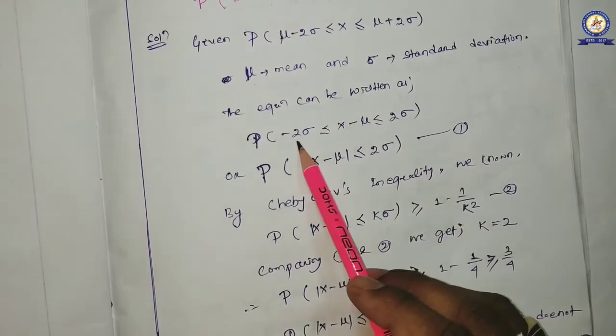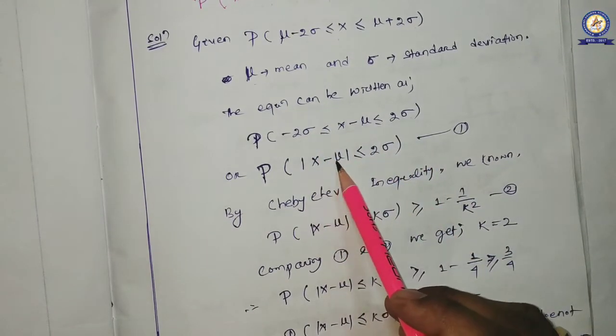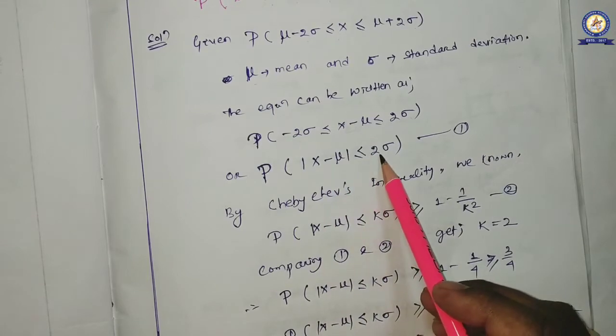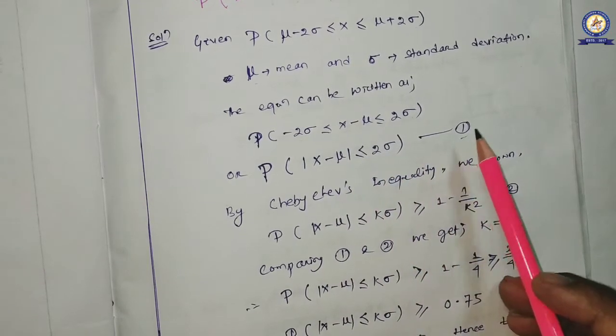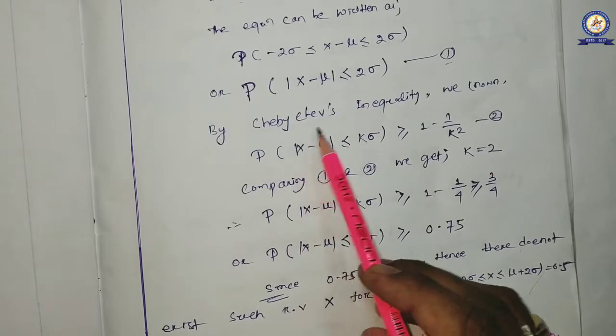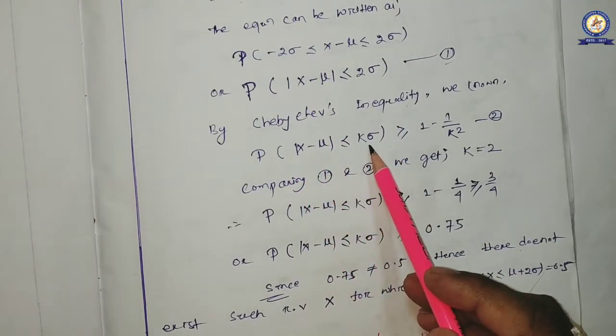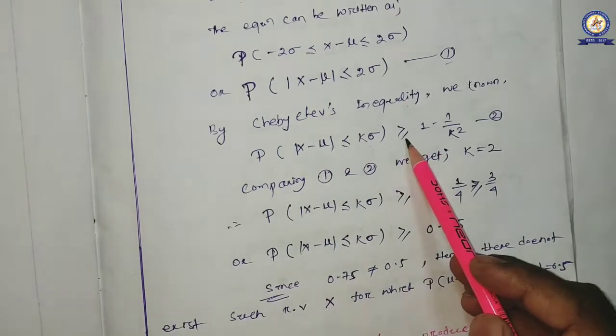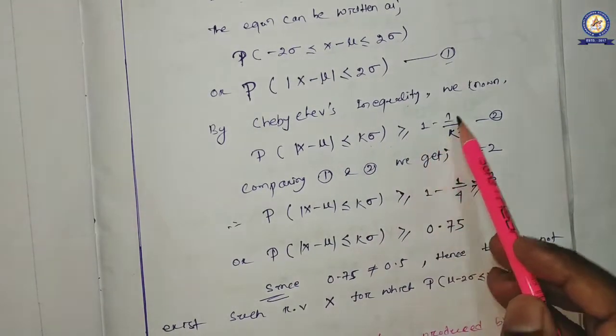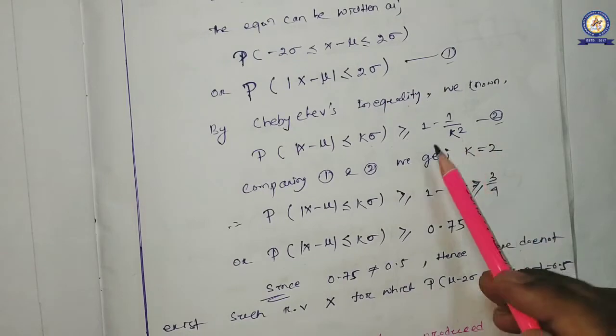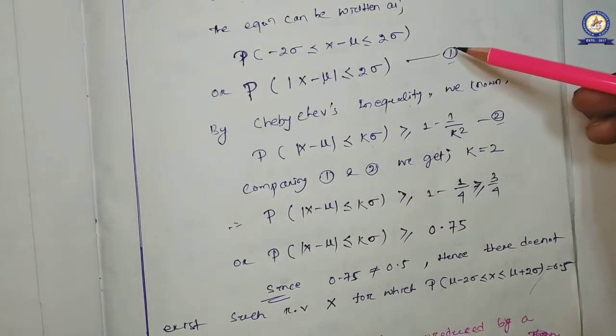So this range can be written as |x minus mu| less than or equal to 2 sigma. Let this be equation number 1. Now we have to consider Chebyshev's inequality, which is probability of |x minus mu| less than or equal to k sigma, which is greater than or equal to 1 minus 1 by k square. Let this be equation number 2. Just compare 1 and 2.